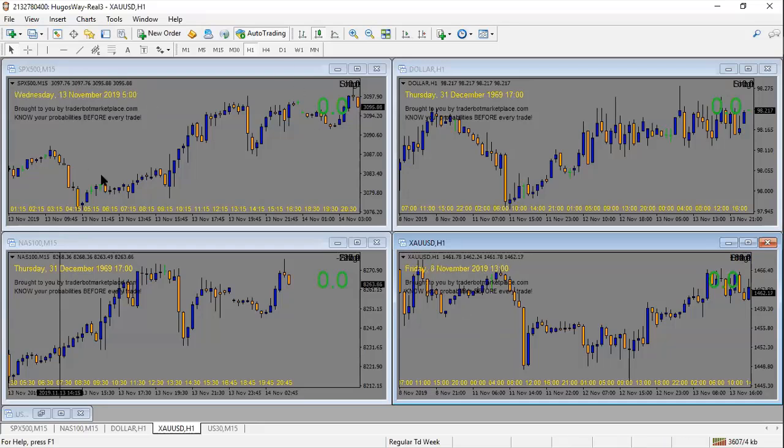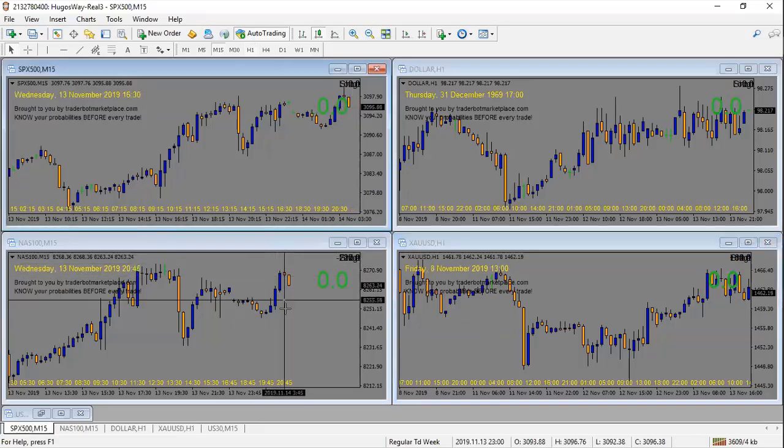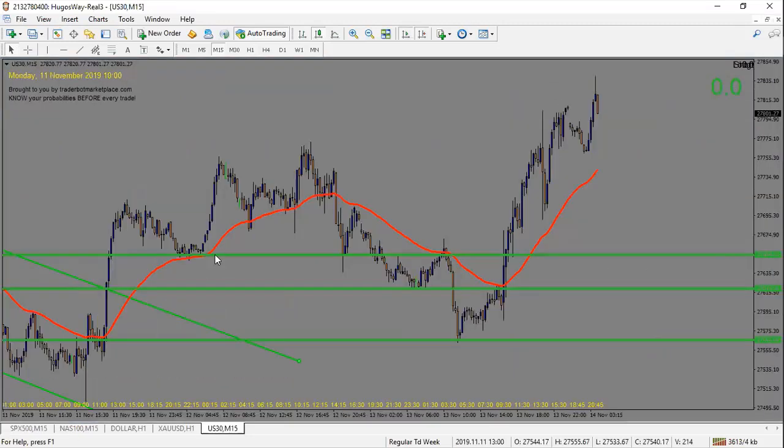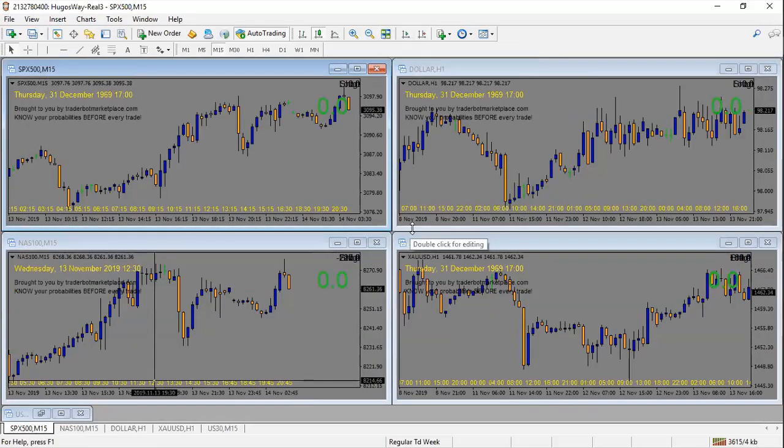So look right here, two different charts. NAS 100, SPS 500, same candle pattern. I didn't know US30 moved the same direction. I thought it moved opposite of NAS and SPS. No, they all move the same.